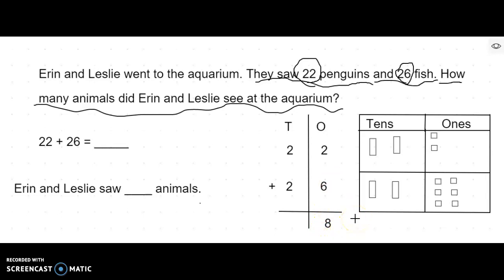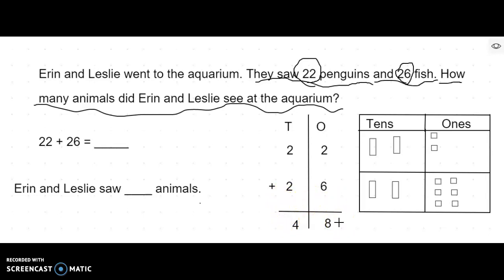Good job. Now we're going to look at our 10s. I have 2 10s on top and 2 10s on bottom. I am adding 2 plus 2. And I bet you girls already know 2 plus 2 like that. Boom. But I'm going to count my 10s up anyway, just to double check. All right. Ready? 1 10, 2 10s, 3 10s, 4 10s. So 2 10s and 2 10s is 4 10s. So when I added 22 and 26 together, I got 4 10s and 8 1s.